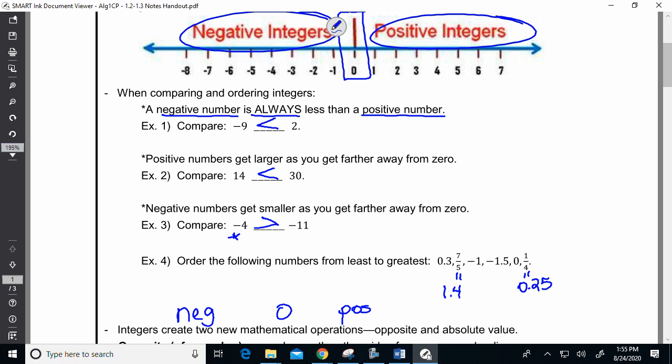So when we put the numbers in order, we start with the negatives, we start with the smallest possible number, and then we work our way closer to the 0. So you got -1, -1.5. So -1.5 would be the smallest. So that gets written first, followed by -1. That takes care of your negatives.